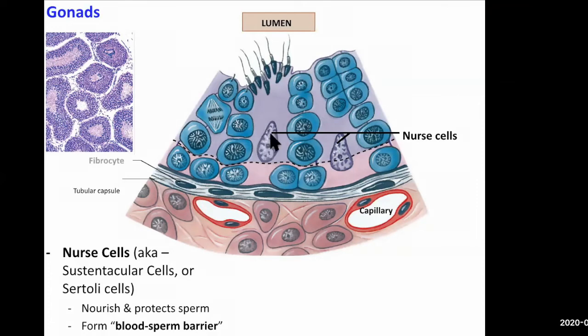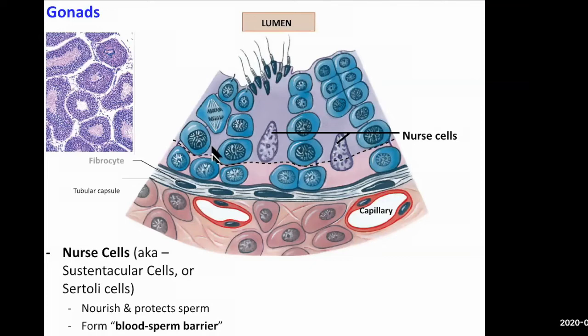You also have within here these nurse cells, and they go by a couple different names, like sustentacular cells. Basically these are support cells. They're kind of like the astrocytes of the nervous system. They're supporting and caring for these cells. They also form a blood-sperm barrier, just like astrocytes help form the blood-brain barrier.